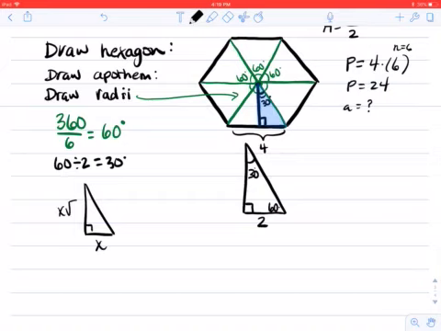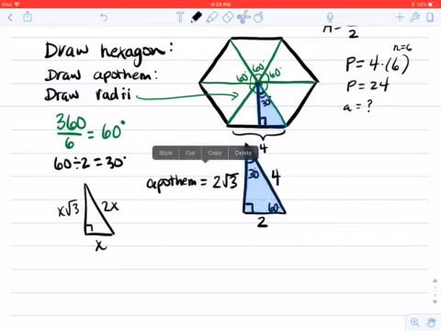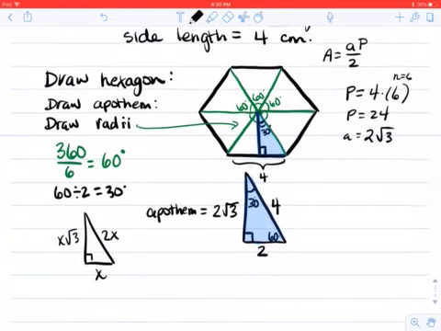Do you remember the rules for 30, 60, 90 triangles? X, x square root 3, and 2x. So, this triangle right here, right, which I'm just drawing bigger here, is 2, this is 4, and this is 2 square root of 3. That is my apothem. Okay? Got it? So, back up here, my apothem I now have is 2 square root of 3.